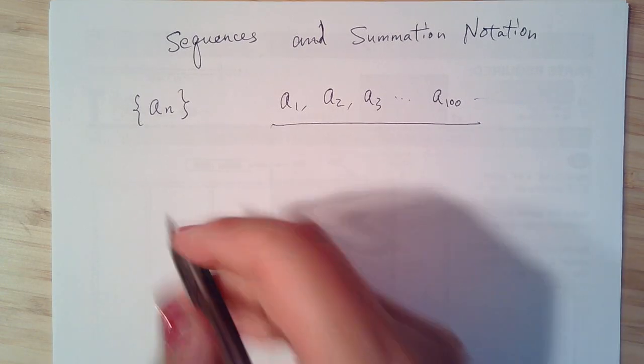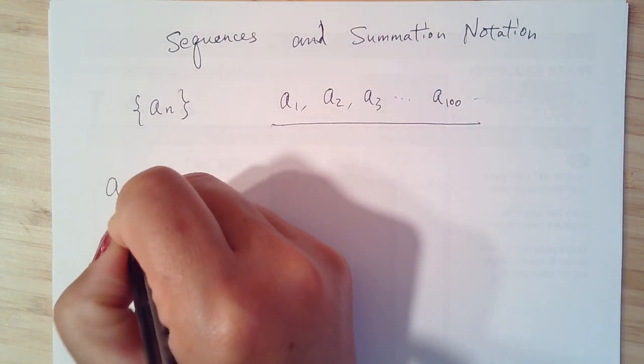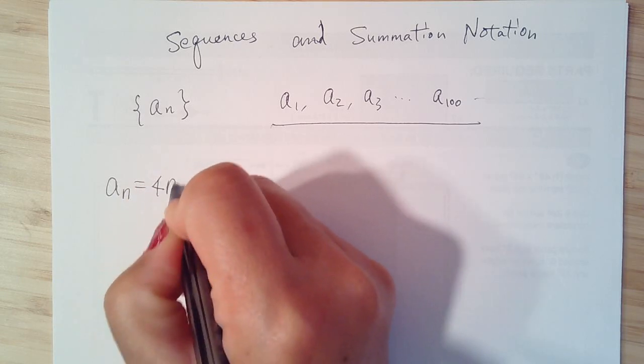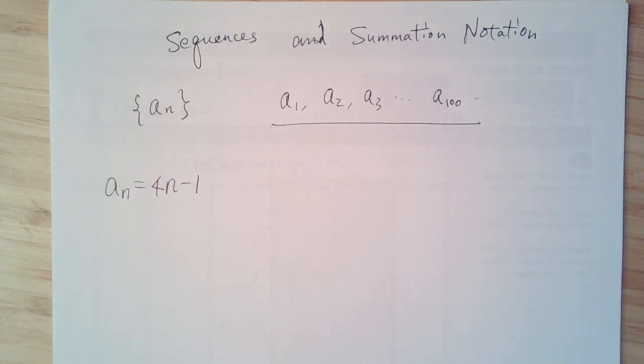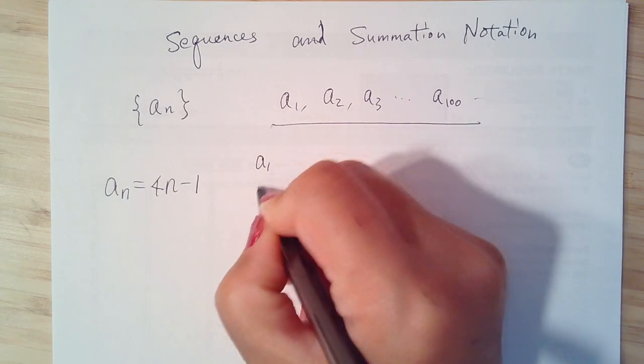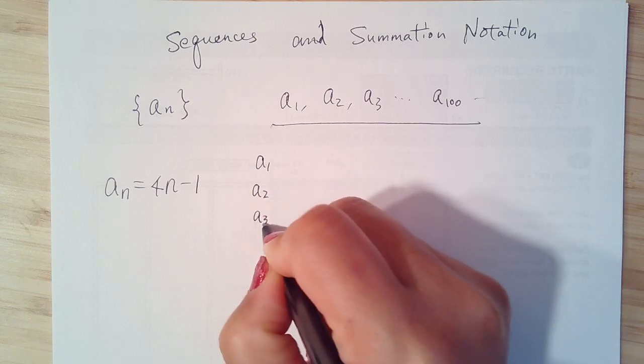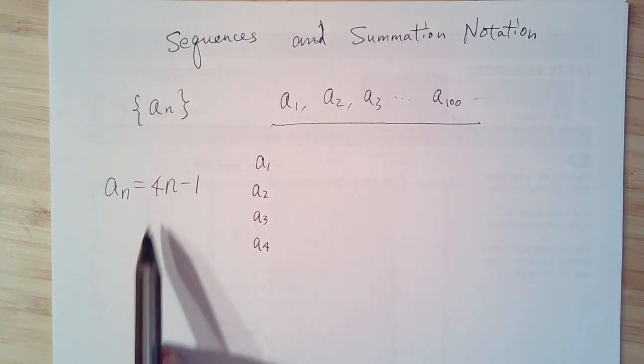Let me give you the first example here. I give you a_n equals 4n minus 1. Can you tell me what are the first 4 terms of this sequence? What I'm looking for is a1, a2, a3, and a4, isn't it? But I already gave you the formula.